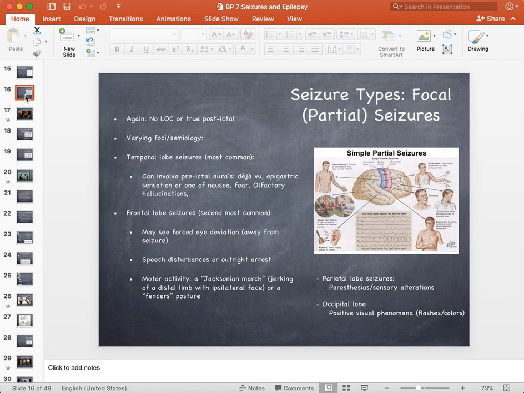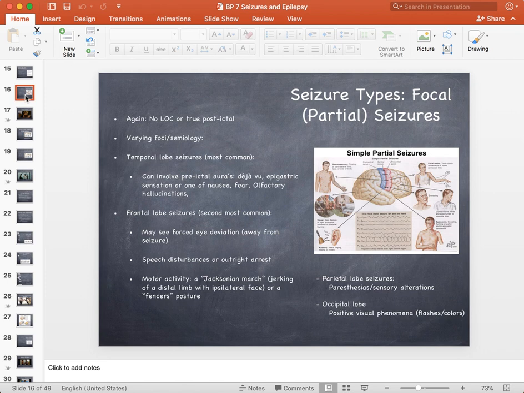My very first seizure patient, my first year of residency, smelled evil. She was a former priest, and her aura was the smelling of evil before she'd have her little focal partial seizure. I never quite was sure what that was. I think maybe sulfur, maybe.